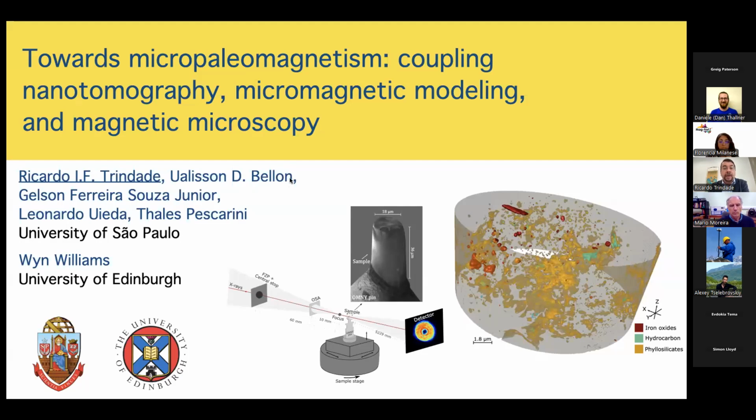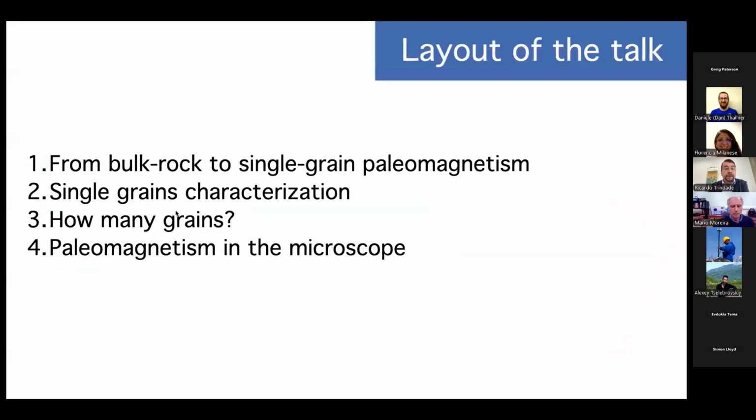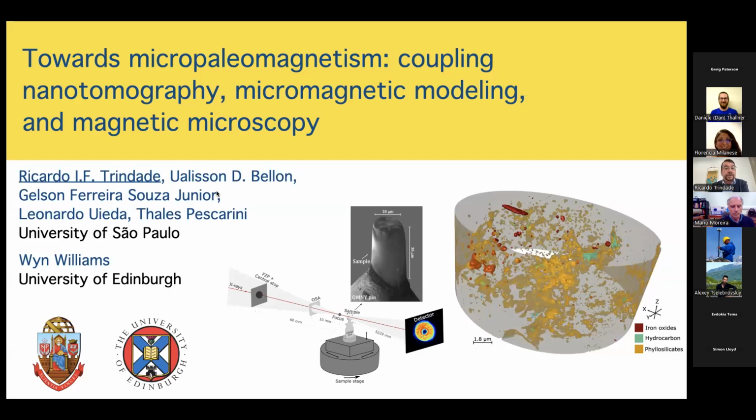I have Wallison Bellone, who was a former PhD and is now in Wayne Williams' lab in Edinburgh. Gelson Souza Jr., who is now at Harvard, working with Roger Fu. Leonardo Ieda is a colleague from the University of São Paulo working on inversion of magnetic results of magnetic maps. And Thales Pescarini is another PhD student. He spent 1 year in Yale's lab working on remagnetized carbonates.